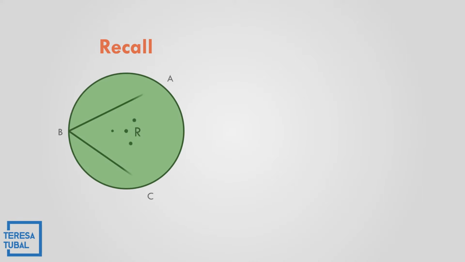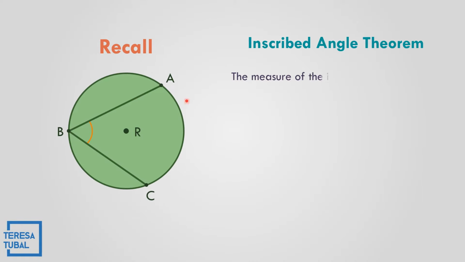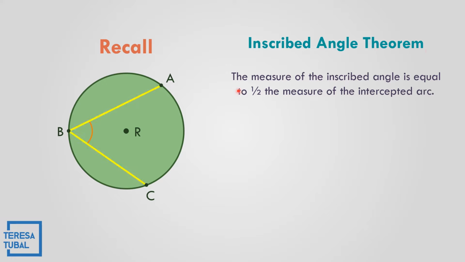In this figure, that is an inscribed angle. To solve, we need to use the inscribed angle theorem. It means the measure of the inscribed angle is equal to 1/2 the measure of the intercepted arc. So the formula: the measure of the angle ABC is equal to 1/2 the measure of the arc AC.